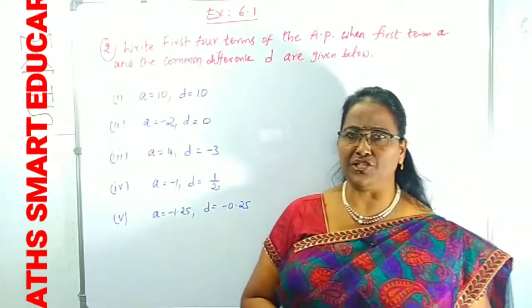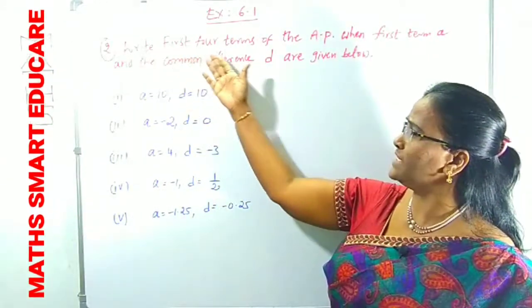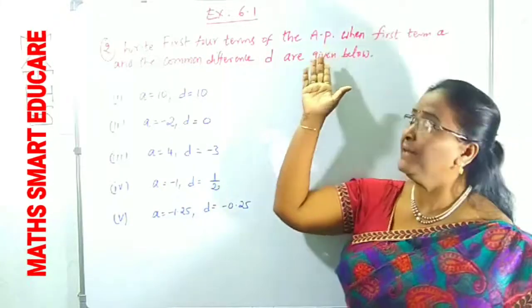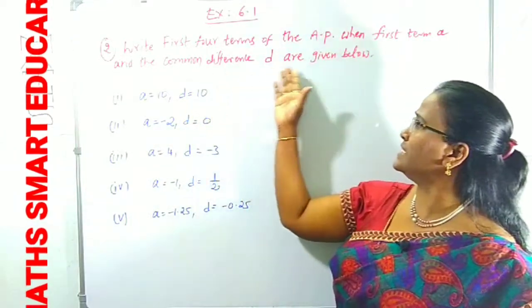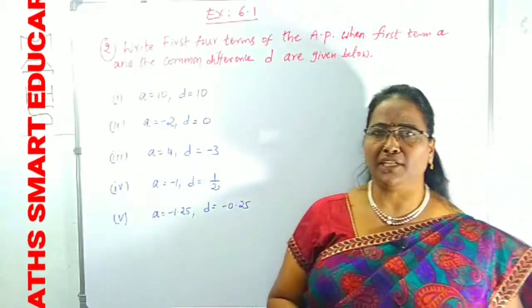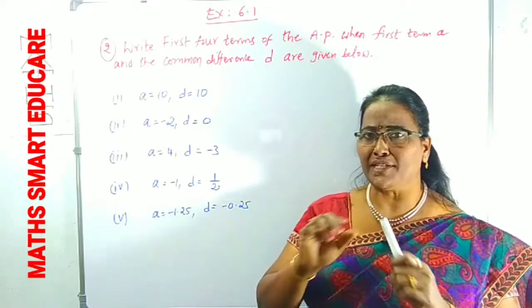Now concentrate on the second question. Already explain the question. Number 1, what is the question asking? Question number 2: write the first 4 terms of the AP when the first term A and the common difference D are given below. What are given? The first term A and the common difference D values are given.